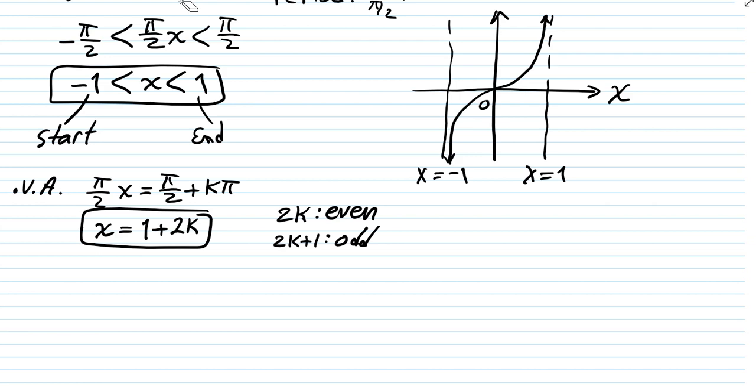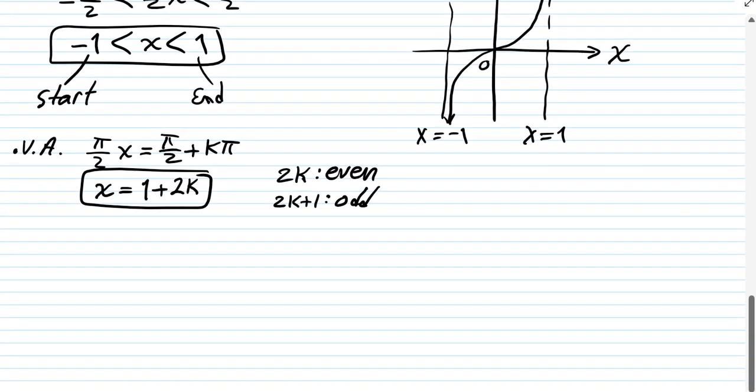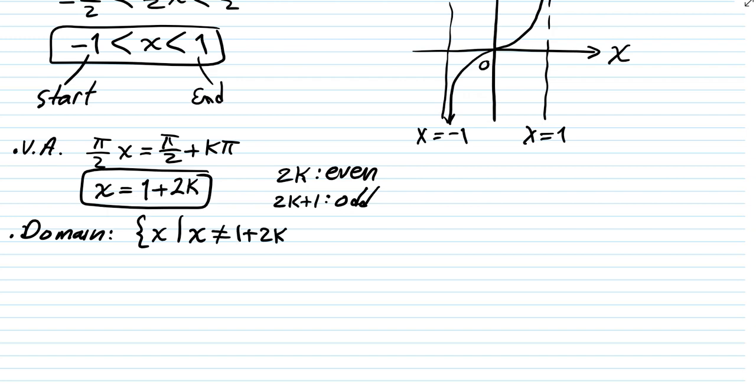There's your vertical asymptote. Domain is going to be exactly that, except we don't allow vertical asymptotes. So I'm going to say x such that x cannot equal a vertical asymptote. There. That's the domain. The range is intact. The range isn't going to change here. Range is -infinity to infinity.